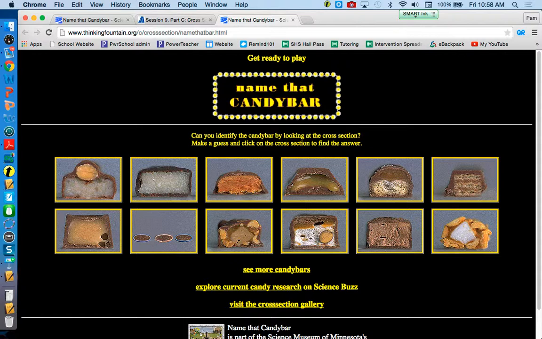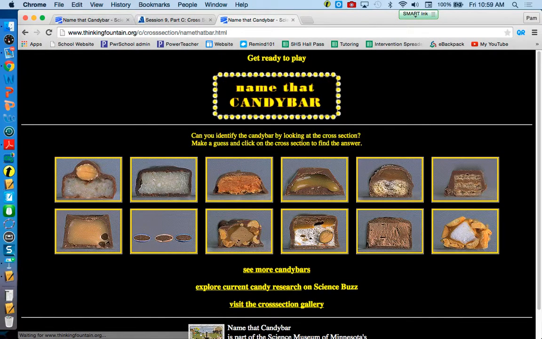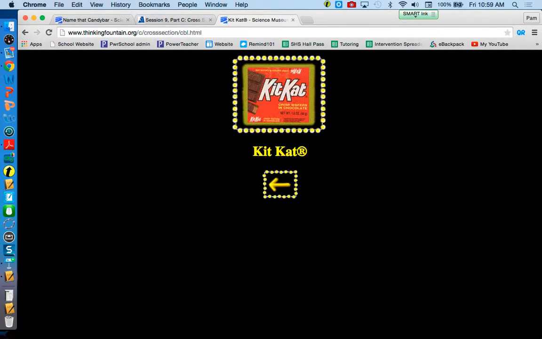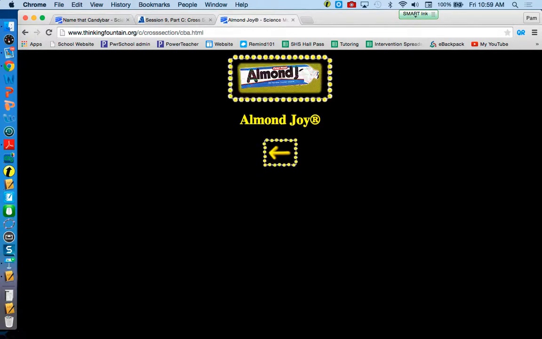What candy bar can you identify by its cross section? Dalton? That very bottom left corner one, that's the one with the roller thing. A Rolo? It is a Rolo, correct. Sam? Top far right one. Kit Kat? Correct. Are you naming your favorites here? Jack? The top far left, I think that's like Almond Joy? Yep, Almond Joy.